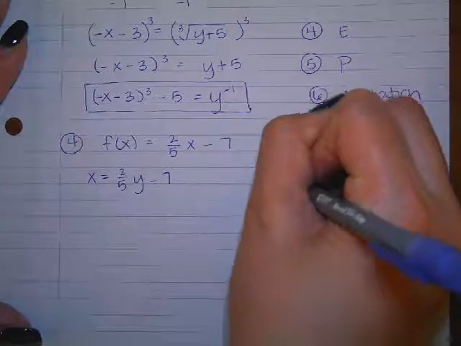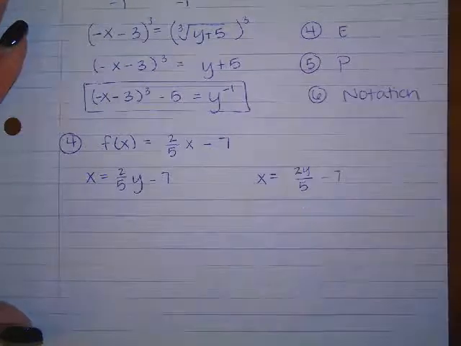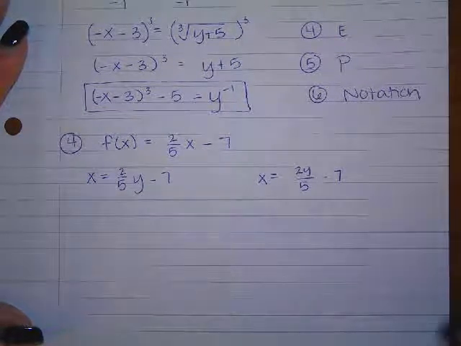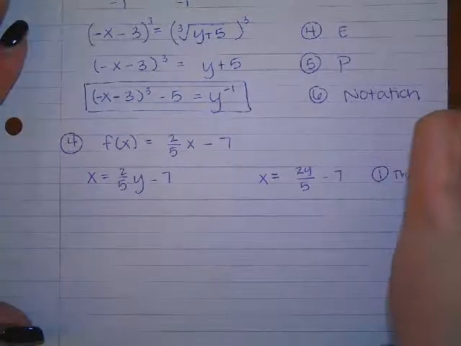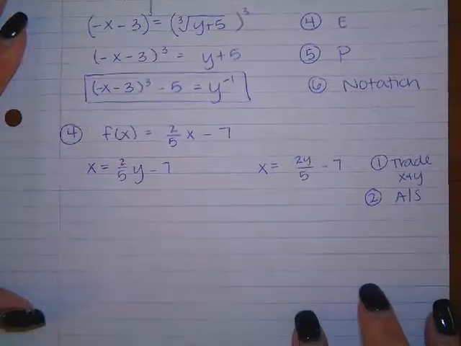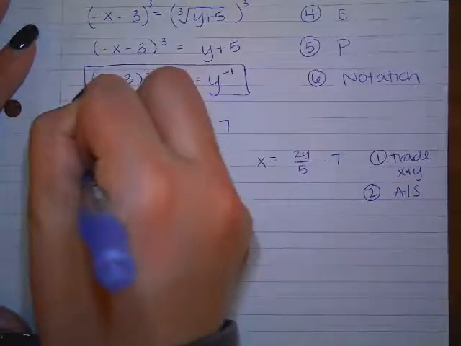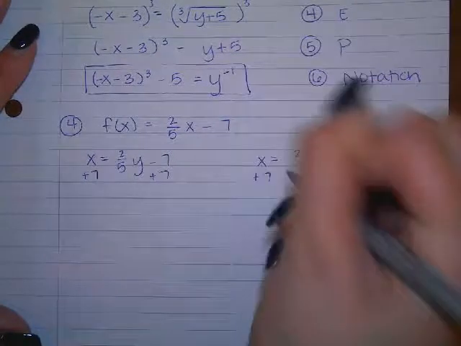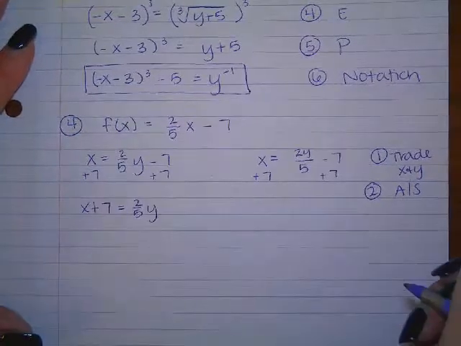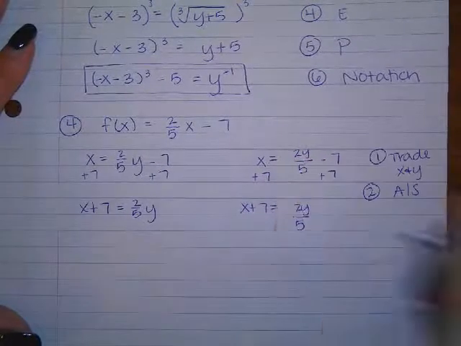The other way you can do this exact same problem is you can say x equals 2y over 5 minus 7. So I did step 1, I traded x and y. Step 2, is there anything we can add or subtract over to the side with the x? 7. We're going to go ahead and add 7. So we have x plus 7 equals 2/5 y, if you're comfortable with that. Or we could say x plus 7 equals 2y over 5.